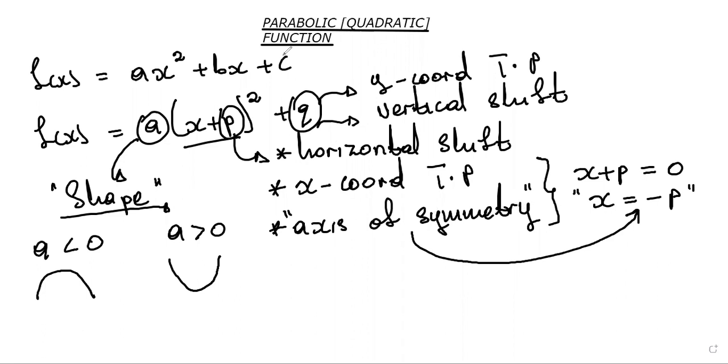Fine. Now, what about c here? c is just going to be the y-intercept. It's not a vertical shift. It's just the y-intercept.